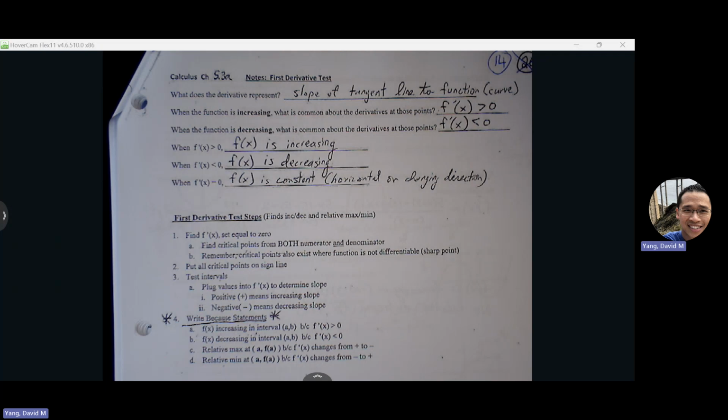Derivative is simply the slope of a tangent to the function, to the curve. Whenever the function is increasing, and we always read the graph from left to right, if the graph is rising, then we know that every point on that graph is going to be experiencing a positive slope, a positive derivative value. Whenever the function is decreasing, whenever there's a negative slope, then I know that all my f prime values at those points will be less than 0, a negative value.